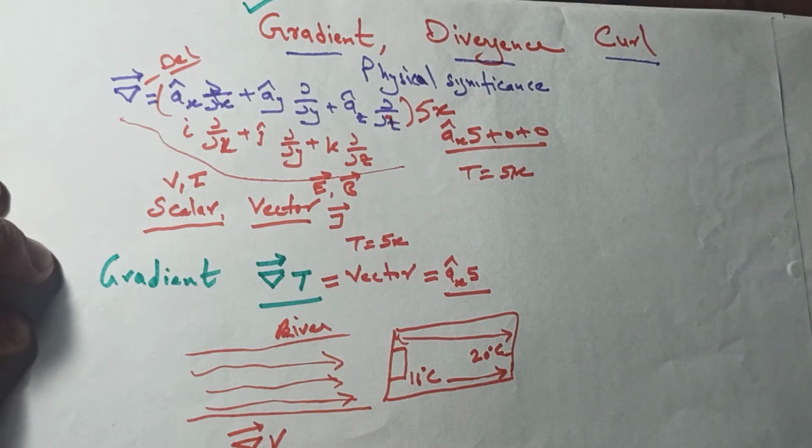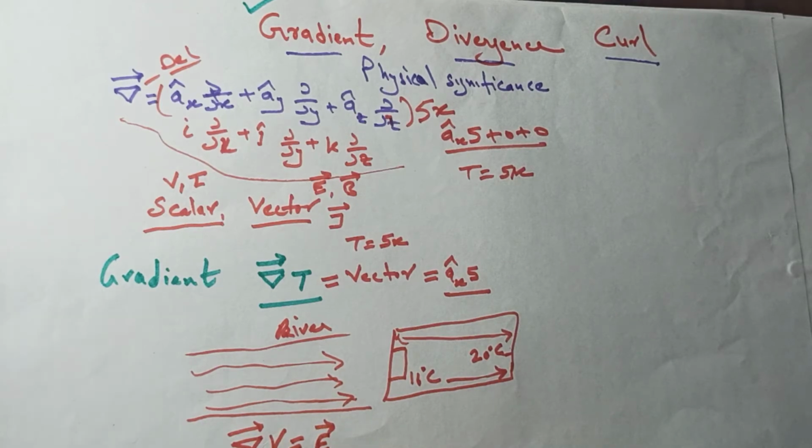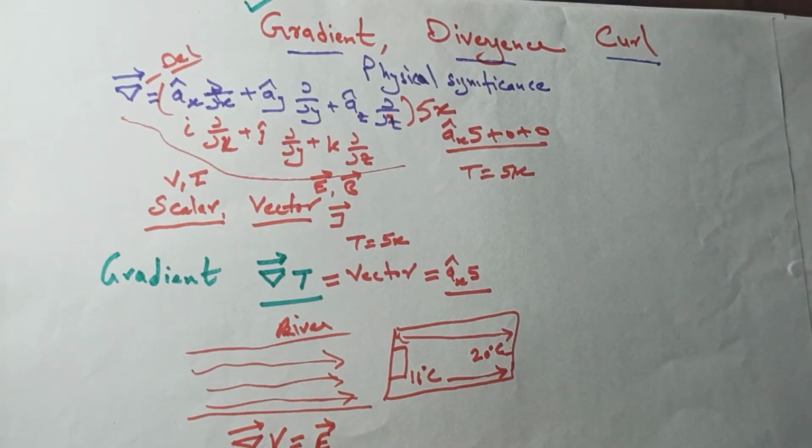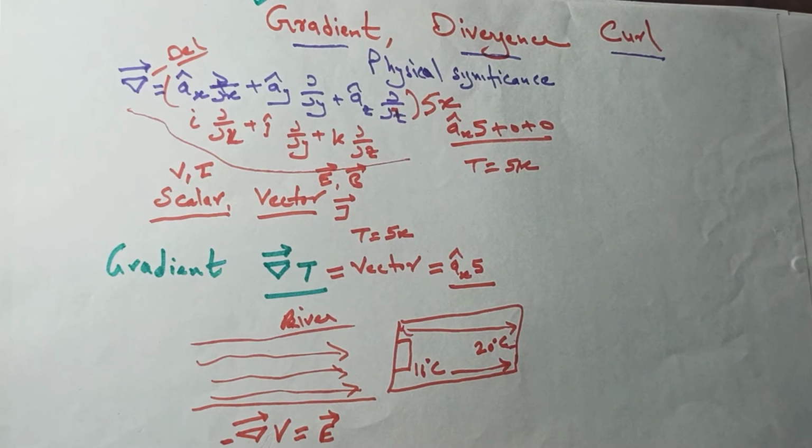Okay, so the maximum rate of decrease of voltage, where this minus sign signifies a decrease of the voltage, is equal to the electric field. The voltage is a scalar quantity and the electric field is a vector quantity. So the maximum rate of decrease of this voltage is the electric field. Okay, so this is the gradient.